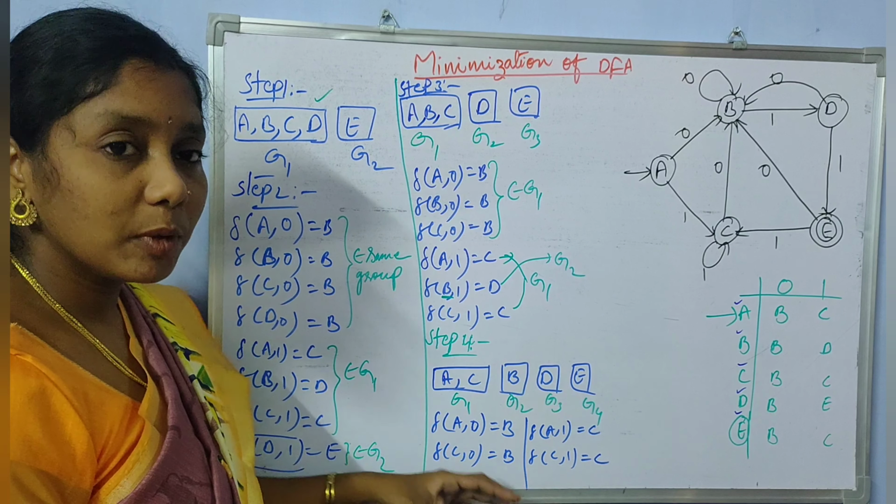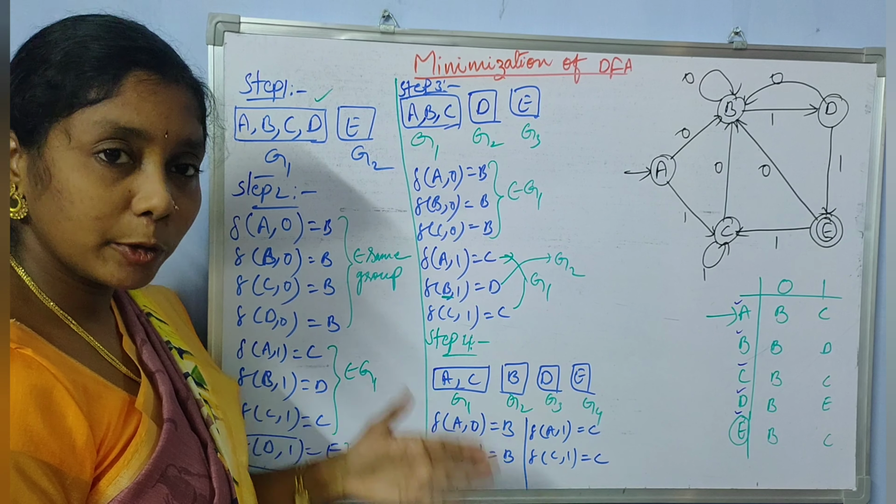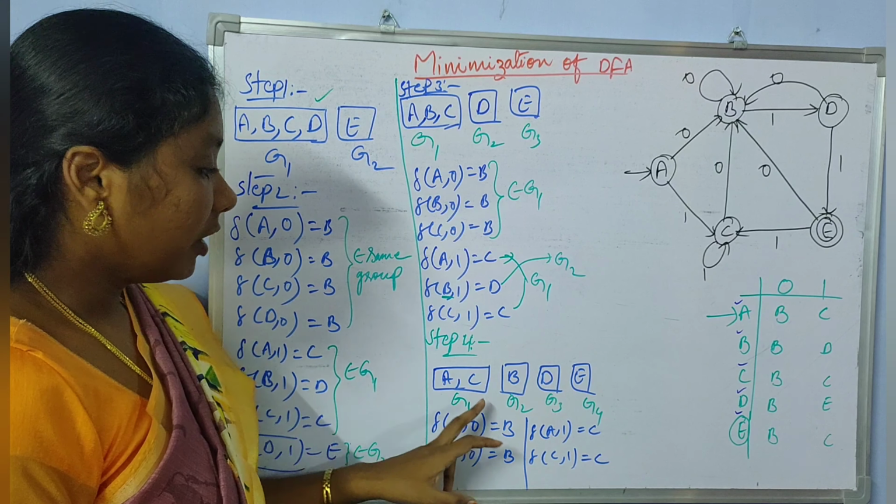So if the elements belong to the same group, no need to divide that group again, okay. Group 1 is over. Coming to group 2, there is no possibility of dividing that group. Coming to group 3 and group 4, there is no possibility of dividing further. So we can stop here, and we can treat each group as a state, and we can start constructing. Draw the transition diagram first.